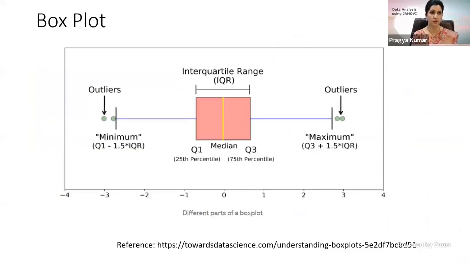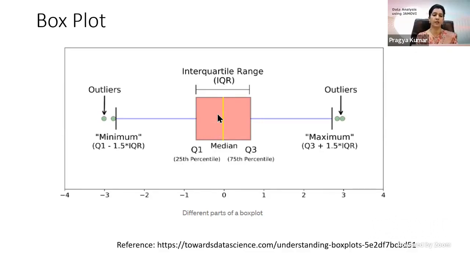Now, what is a box plot? It is also known as the box and whisker plot. There is a box in the middle. The thick line represents the median. It is not the mean, it represents the median. The two edges of the box are the interquartile range. This is Q1, which is the 25th percentile, and this is the 75th percentile.